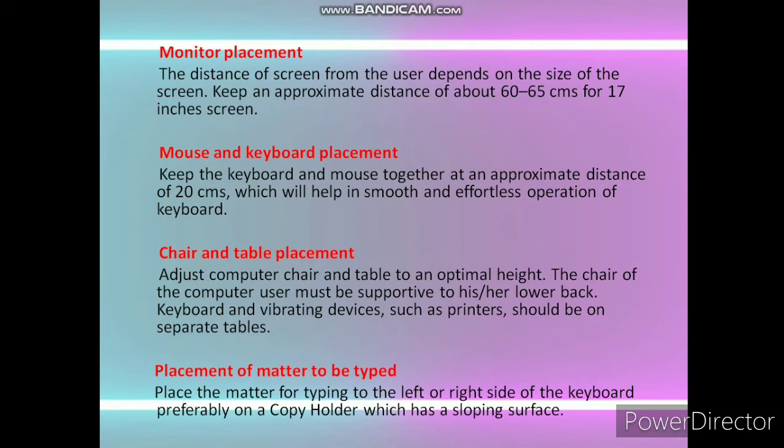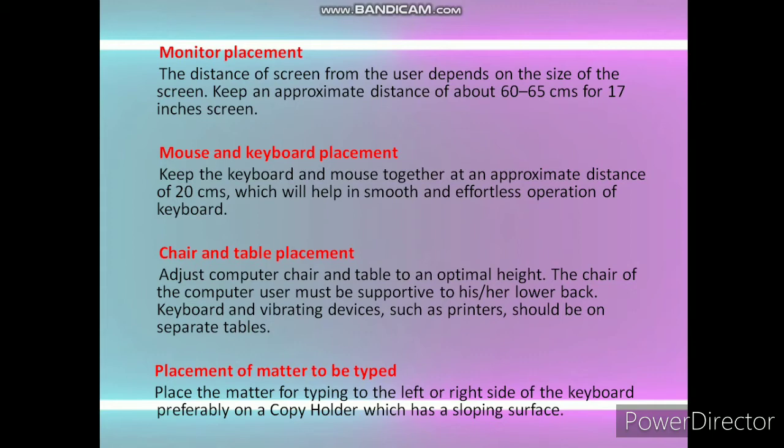Chair and table placement. Adjust computer chair and table to an optimal height. The chair of the computer user must be supportive to his or her lower back. Keyboard and vibrating devices such as printers should be on separate tables.